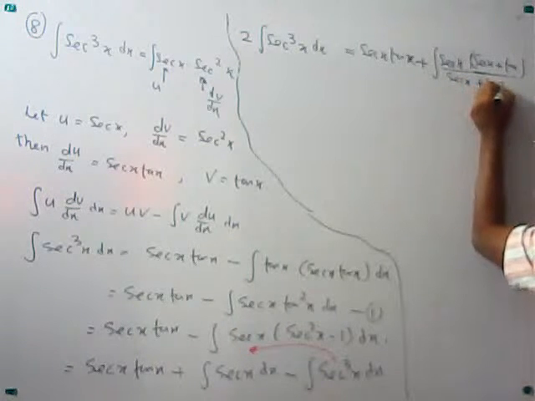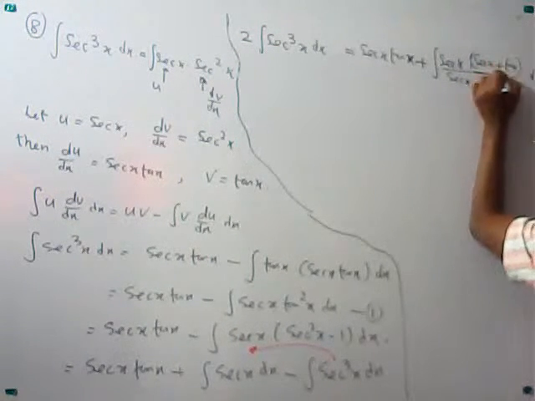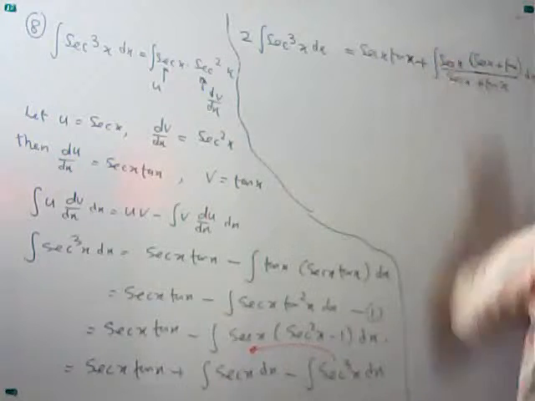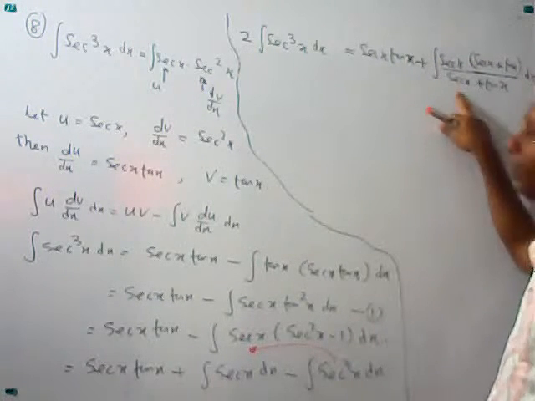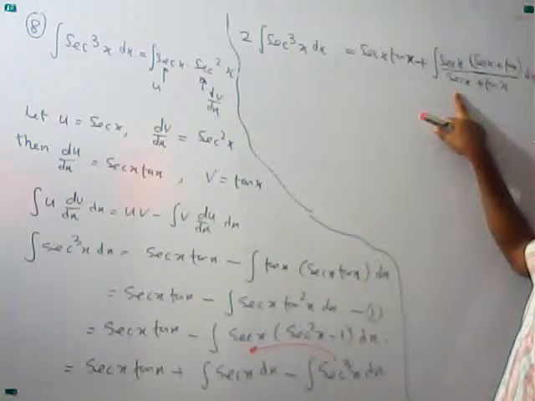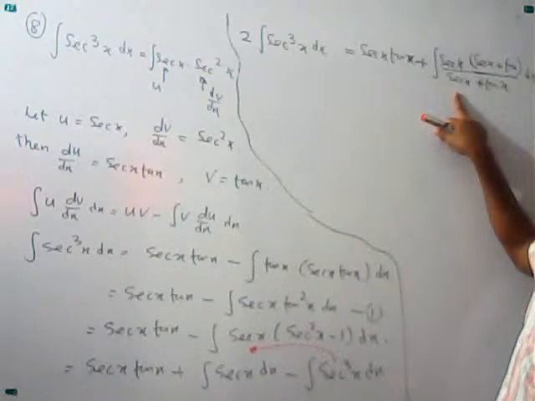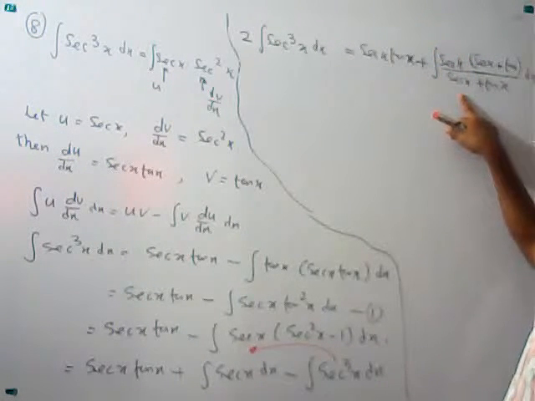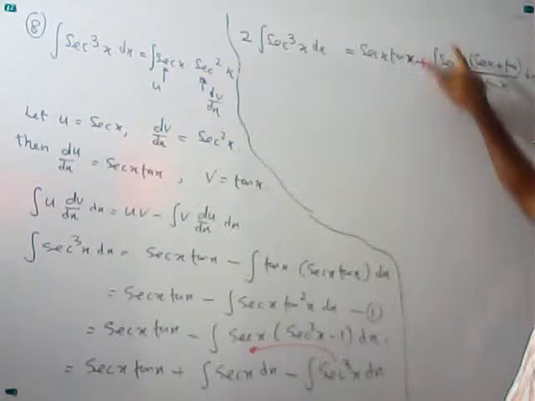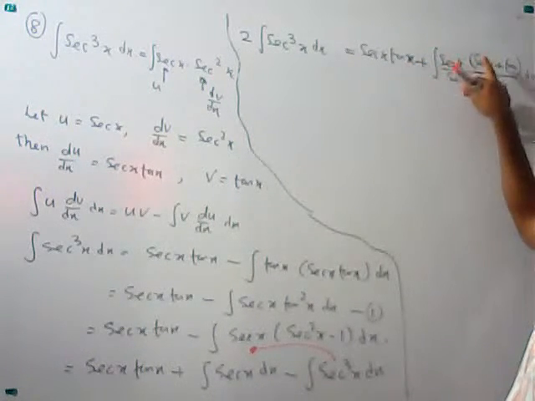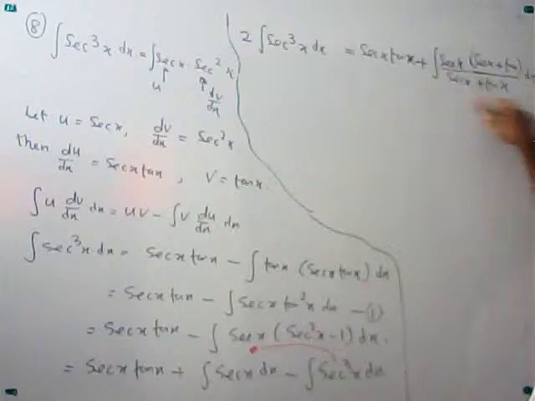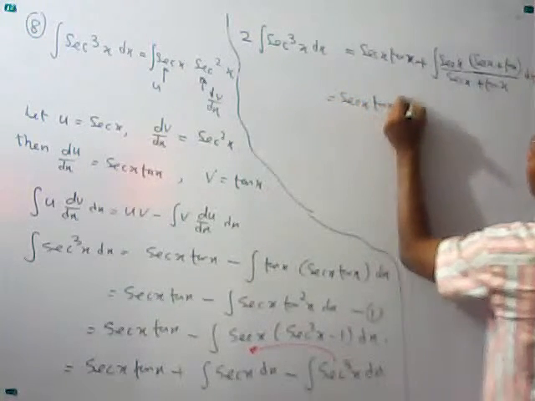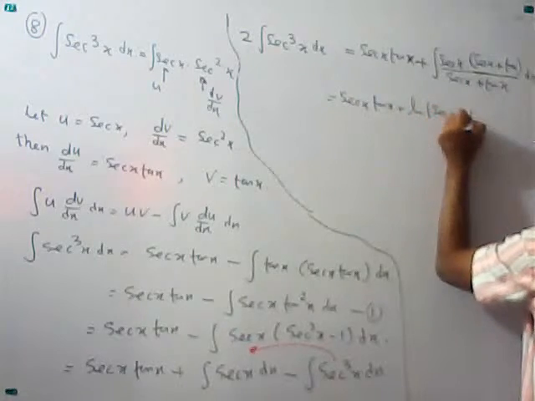Now in this you have the derivative of the denominator in the numerator. Sec x gives sec x tan x, tan x differentiating gives sec squared x. You have the derivative on top, so it's ln of the denominator. So sec x tan x plus ln mod of sec x plus tan x.